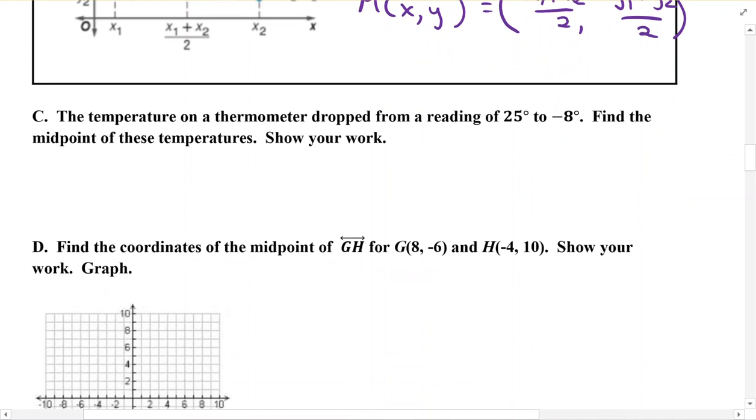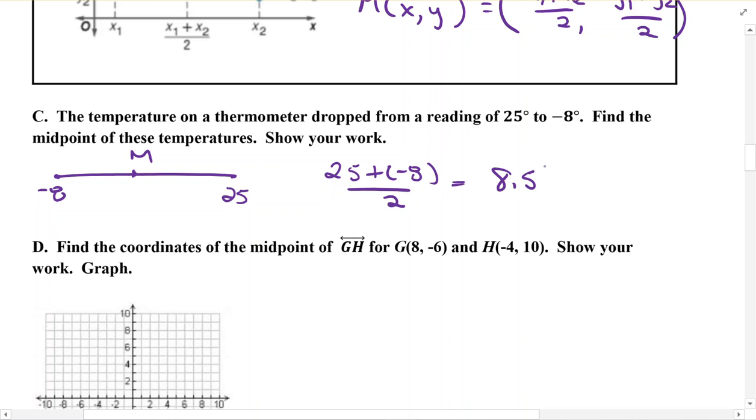In problem C, the temperature on the thermometer dropped from a reading of 25 degrees to -8 degrees. Find the midpoint of these temperatures. So we have a number line where it's -8, 25, 0 somewhere in between, and we want to find the midpoint. 25 plus -8 divided by 2 gives us 8.5 degrees.